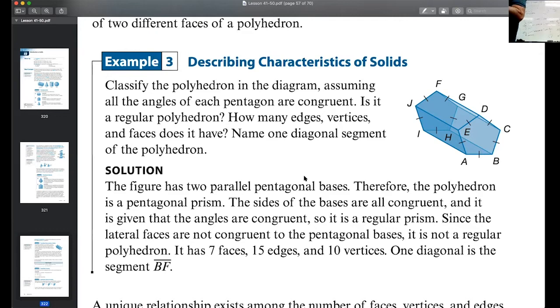So one diagonal is the segment BF. I don't know why they did that, but oh well. So a diagonal goes from vertex to vertex through the prism, I guess. Okay, now here's a cool thing.